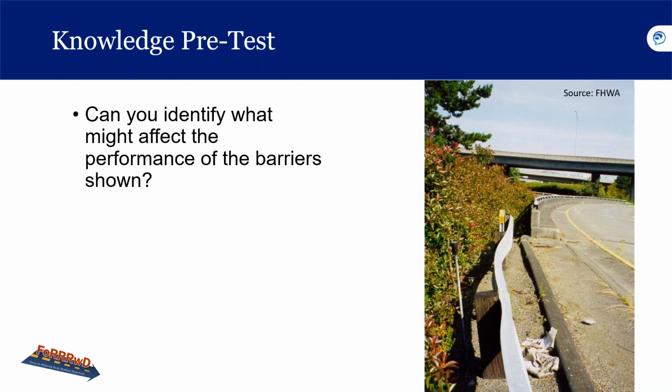Kevin says curb. And what's that curb basically going to do in this case? Barbara says prior damage. Michael says guardrail end treatment.